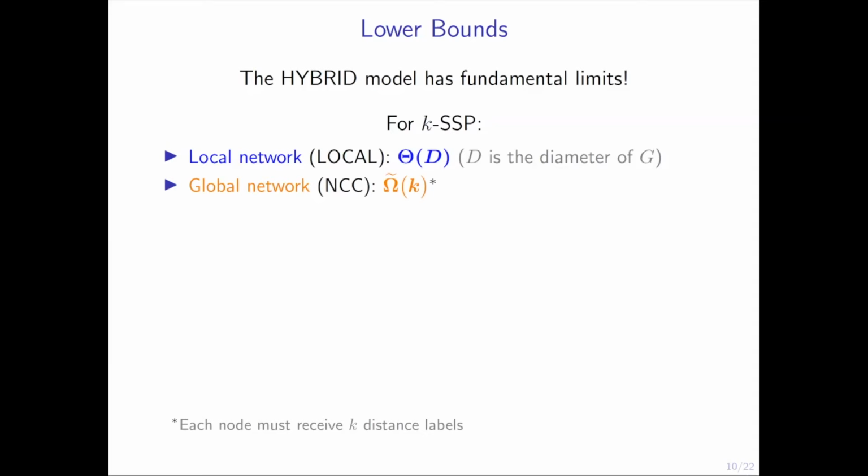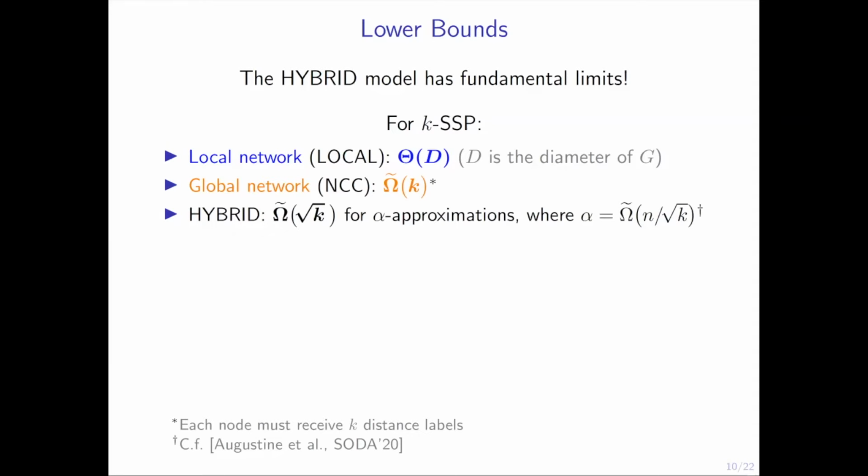If we are only allowed to use the global network, then the lower bound is omega of k, which can be seen from the fact that each node needs to receive k distance labels. So in the hybrid network, we observe by slightly adapting the corresponding lower bound by Augustine et al. that the k-source shortest path problem has a lower bound of omega of square root of k, even for very crude approximations.